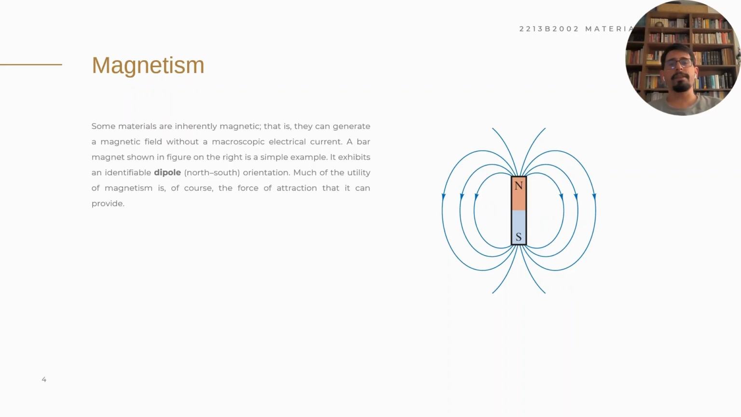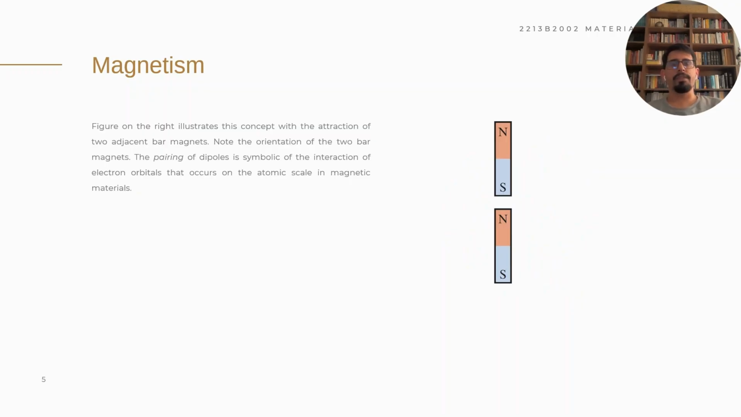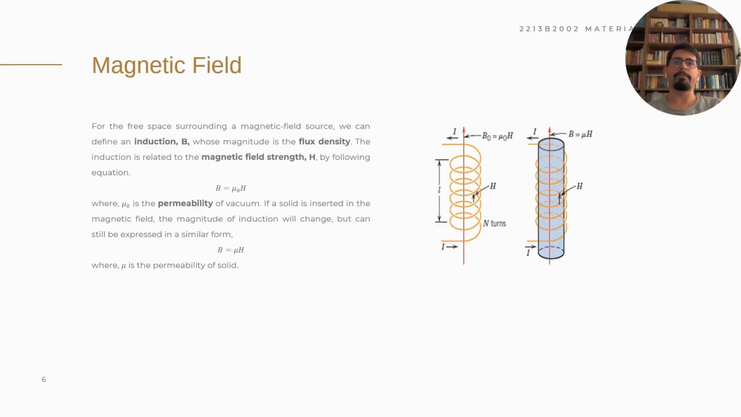This is the force behind everything from fridge magnets to magnetic locks, and it all starts with this basic dipole behavior. The image on the right shows two bar magnets placed close together, and here's something important to notice. Their opposite poles are aligned. This pairing of magnetic dipoles isn't just about attraction at the surface, it reflects a deeper atomic level interaction, the way electron orbitals align in magnetic materials. So, even though these magnets are macroscopic objects, they represent what's happening at a much smaller scale. The dipole interaction is what gives magnetic materials their strength and structure.